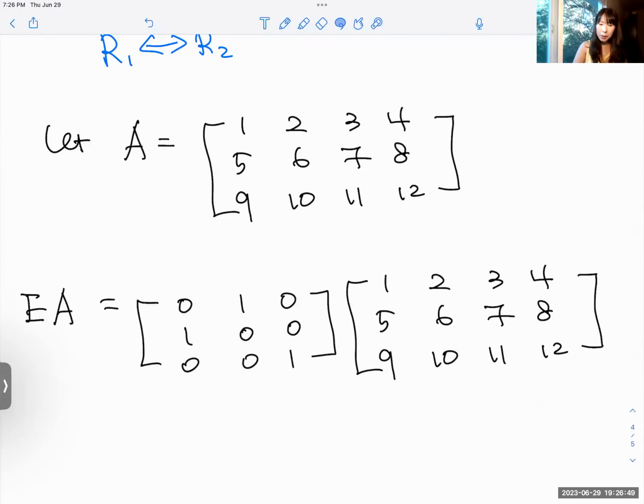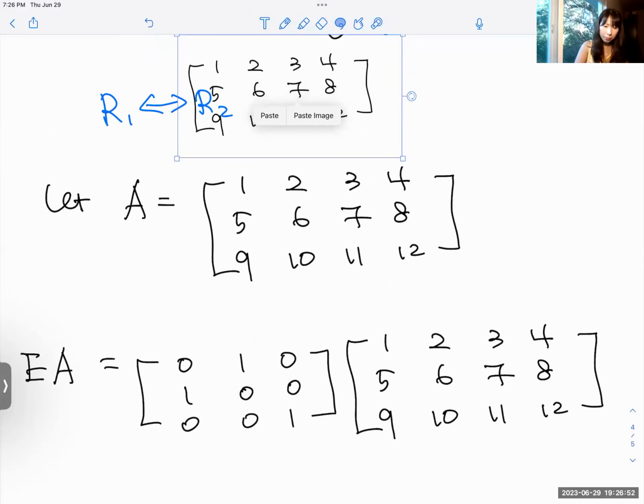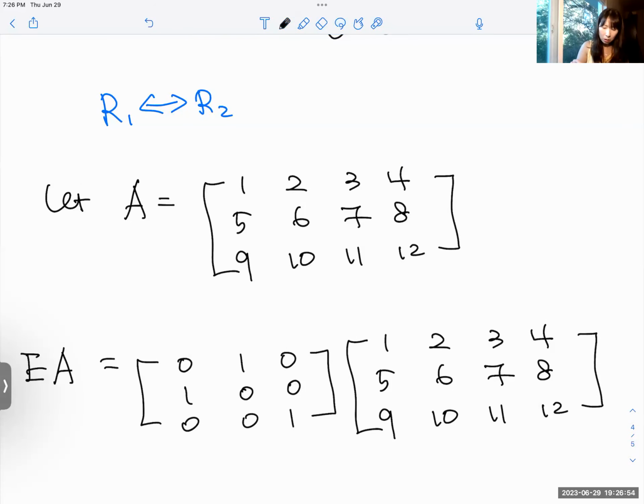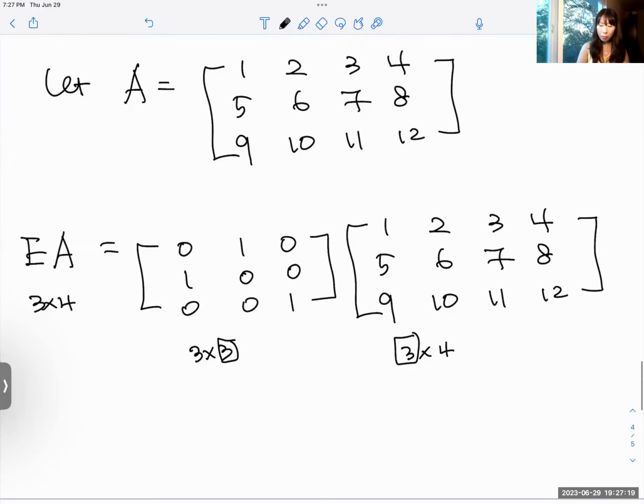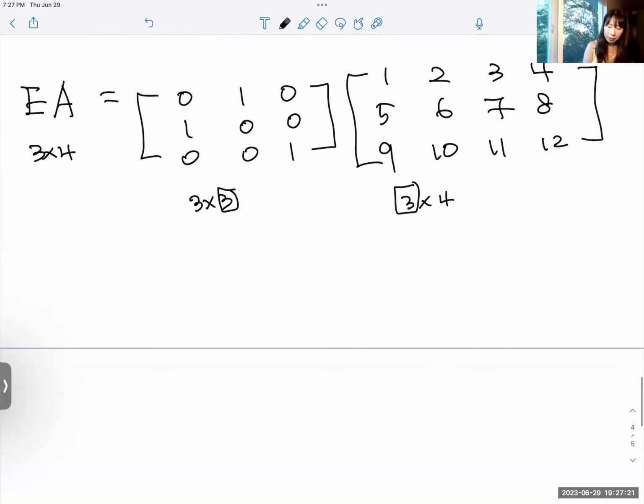Okay, let's check the size. So this is 3 by 3, right? And we said the elementary matrix is always a square matrix, right? Now A is 3 by 4, so they match. So the product will be 3 by 4, right? Okay, so let us do this.